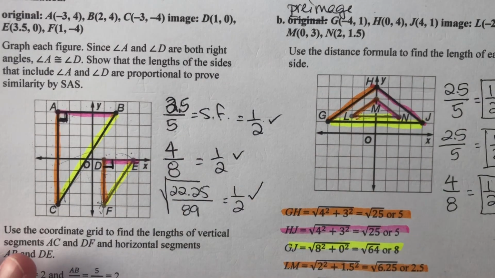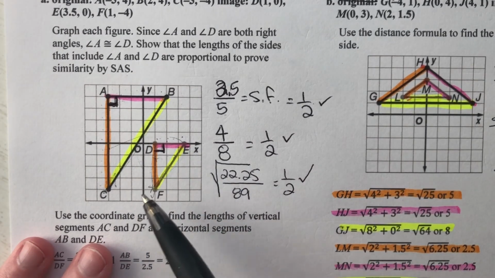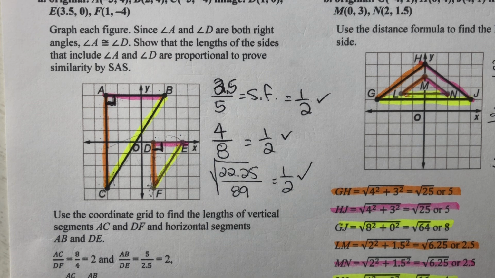It's not really anything new. We're just verifying that after we dilate shapes, specifically triangles, they are in fact still similar, and they're not always. Okay? Let me know if you have questions.